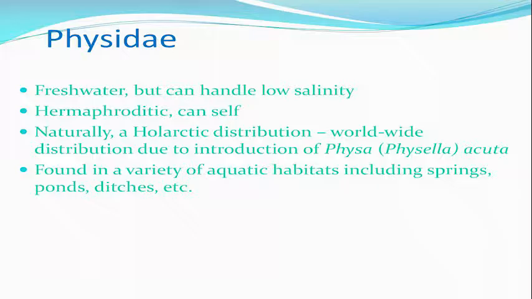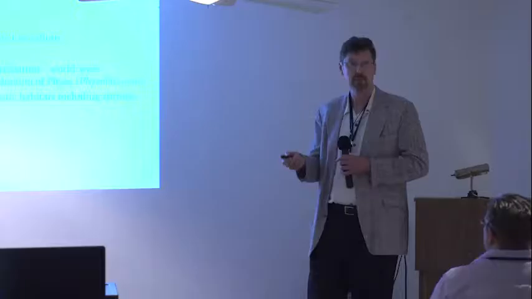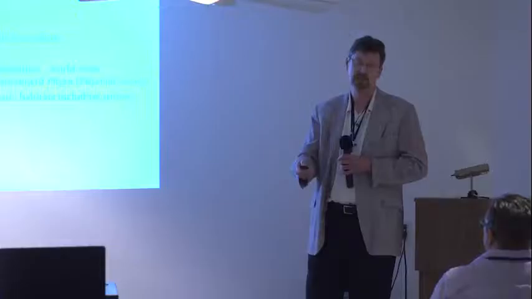Anyway, physids are freshwater, can handle low salinity, hermaphrodites, with a whole arctic distribution. Physa acuta has been distributed all over the world accidentally and on purpose. And some think it was described in France in 1805. Some, like myself, I'm not the only one, think actually it's a native of North America and was described after it got to France. But not everybody thinks that way, but it's something to try to sort out. It's all over the world now, that's for sure.